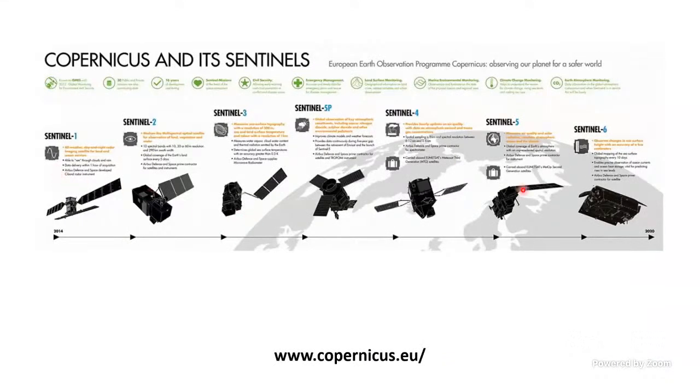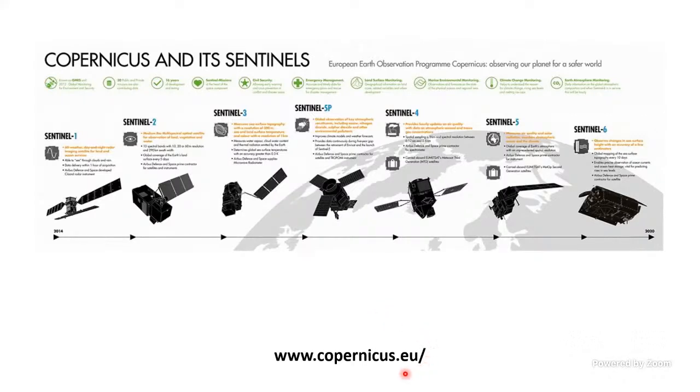And from Sentinel-1 to Sentinel-6, as we can see, each Sentinel, each satellite, is for a specific job or specific mission. So, for example, let's say Sentinel 5 and 6 are for climate change or atmosphere monitoring or stuff like that. So each Sentinel has a specific mission.